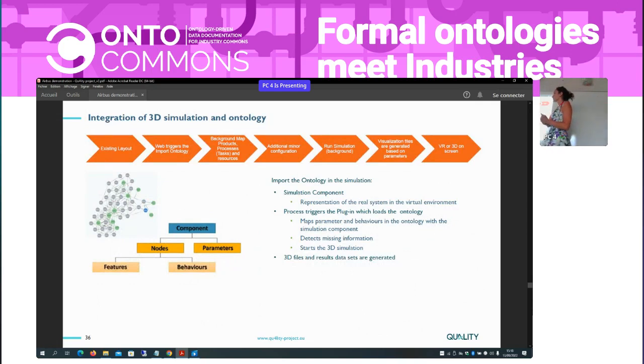The simulation model was using an existing layout. We were triggering the import from the ontology to get the data. And in the background, there was a mapping between the objects in the ontology and the data structure of the Visual Components of product, process, tasks, and resources. There was a simulation run, and they were using as well objects from a 3D library. So the 3D library had parametric and behavior components that we were using. We ran the simulation, and the visualization was enabled through VR or 3D on screen.